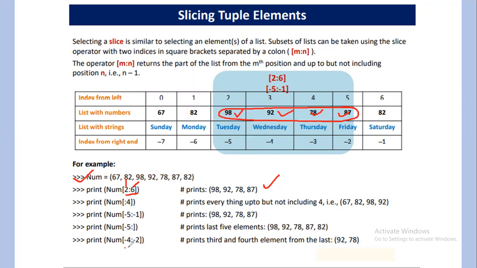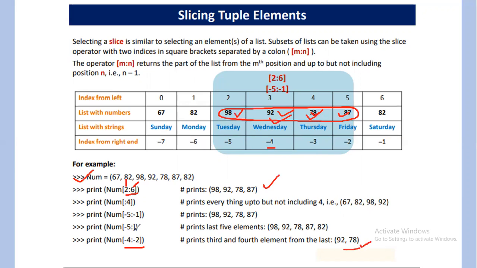If I say -4 to -2, that means it will simply go from -4 to -2. That means one before -2, that is -3. So 92 and 78 will be picked up and displayed, right?